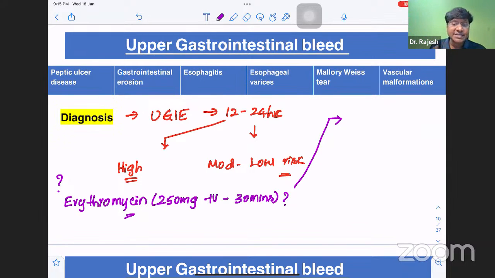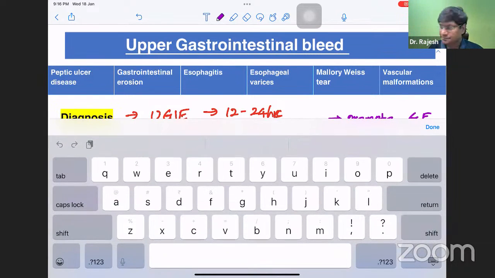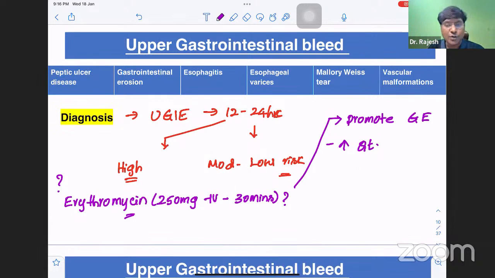Okay, so it is not because erythromycin has antibiotic action. Remember, erythromycin acts as a prokinetic agent. Erythromycin can promote gastric emptying, and thereby it will improve the quality of the endoscopic evaluation. That is the purpose of giving the erythromycin. It is not for killing the bacteria.